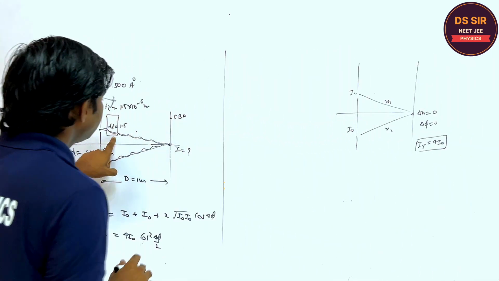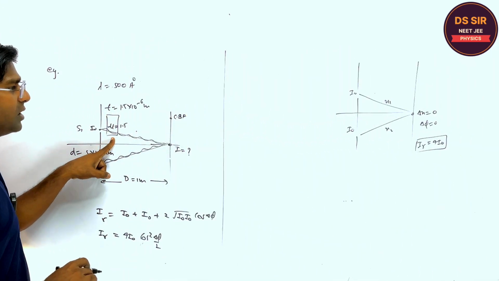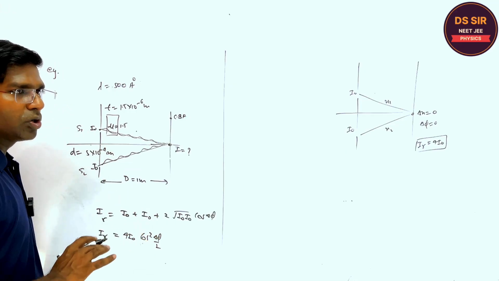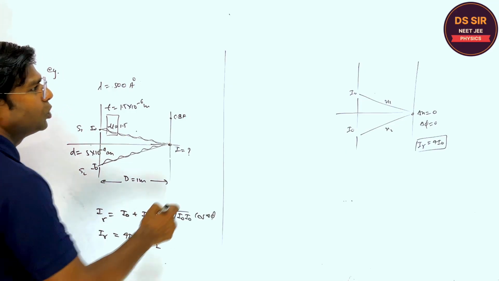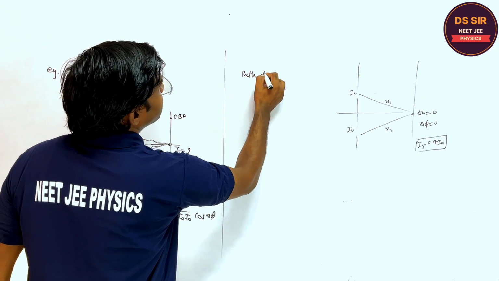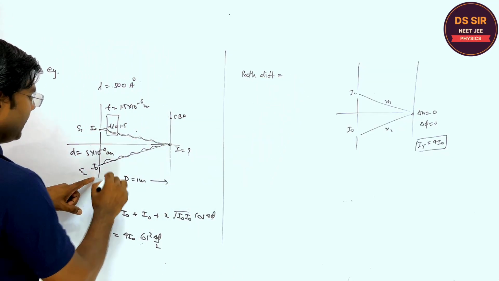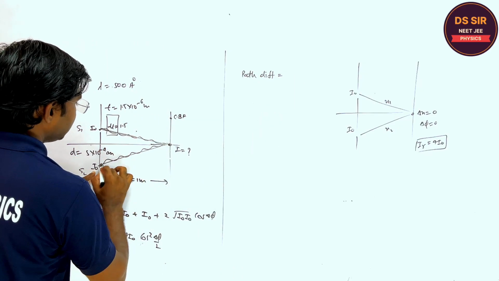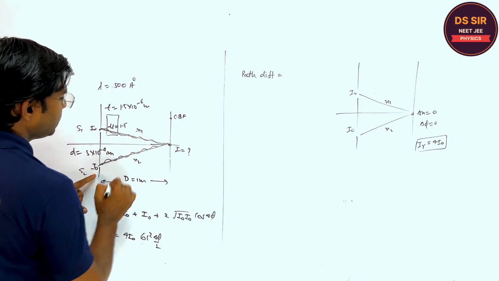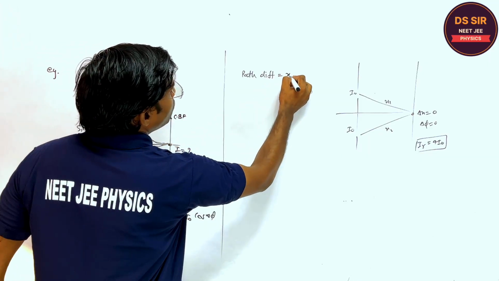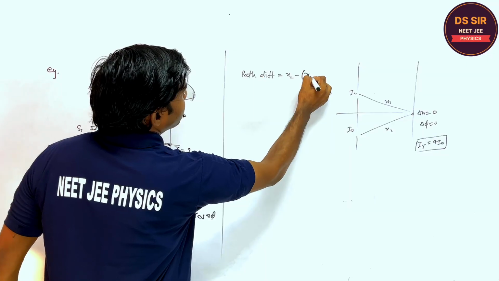But when you place a glass slab in front of this, will the path difference be 0 or not? No. So can you find the path difference? Yes, I can find the path difference. How to find it? Suppose this is x2, this is x1. So this is x2 minus x1.